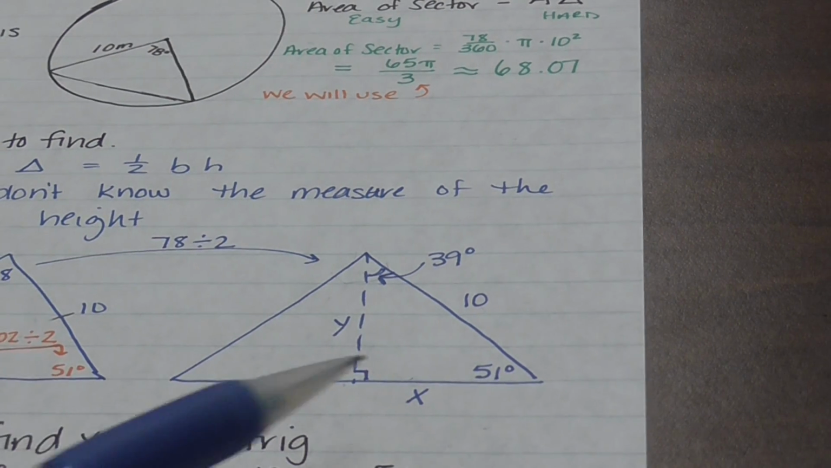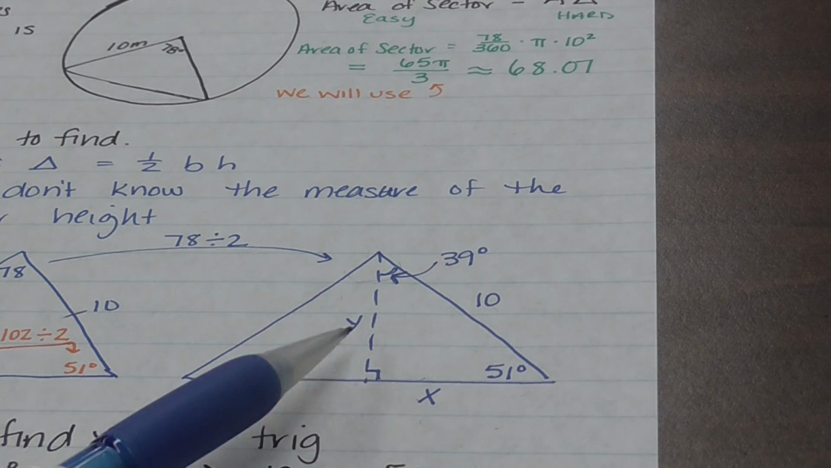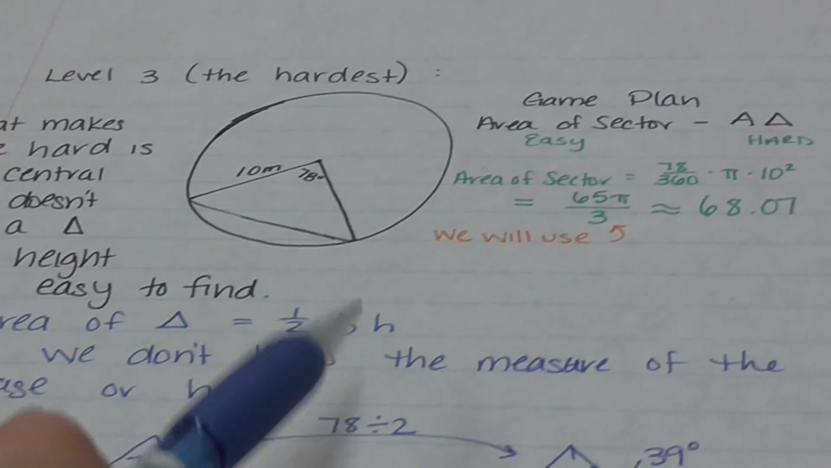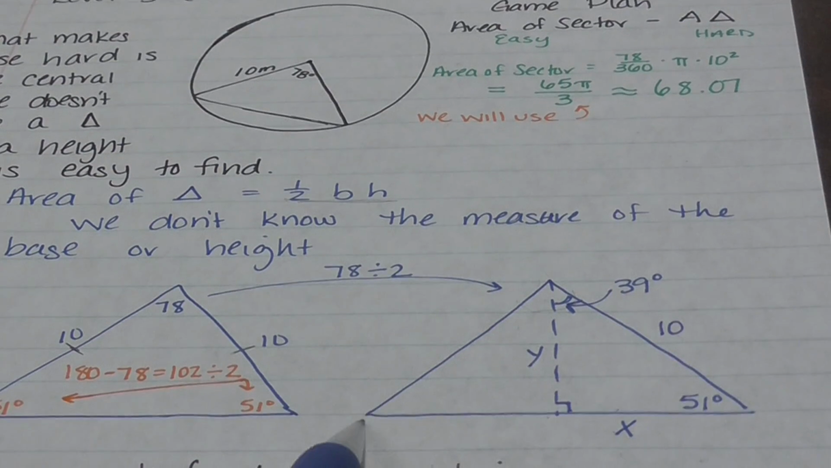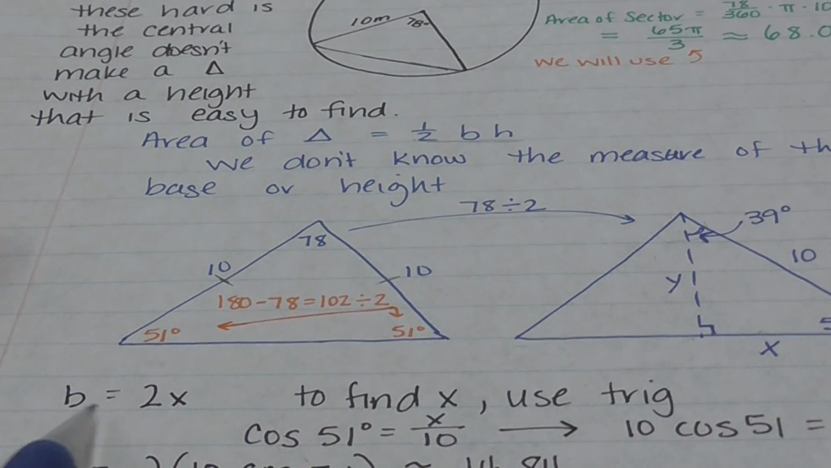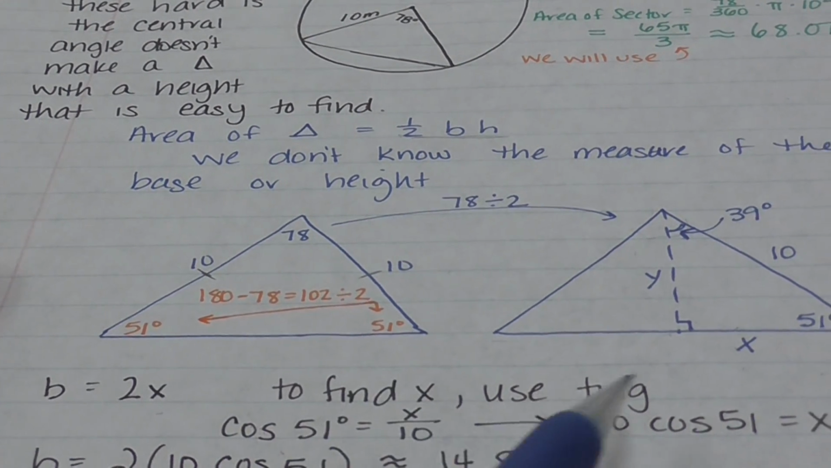So for this, I labeled the bottom side here x and the height of this thing y. I want 1/2 base times height, so I want to find the base. This base is going to be x plus x, so I'm going to let b equal 2x. So I have to find x so that I can do this. So to find x, I use trig.